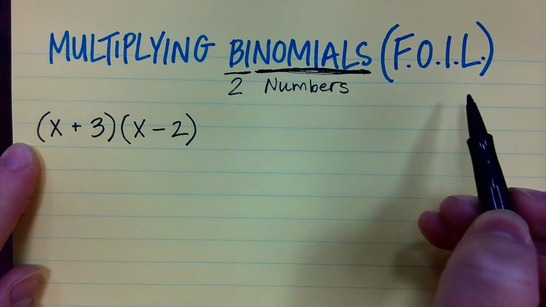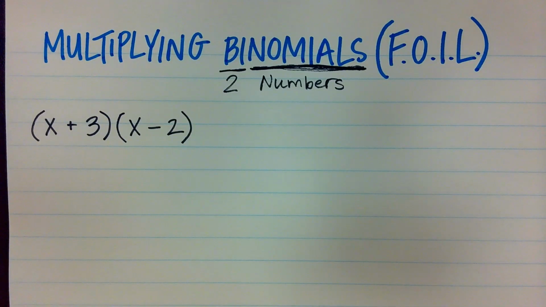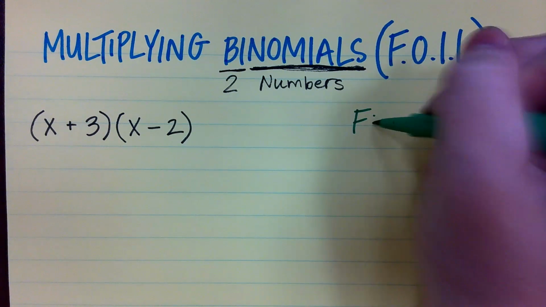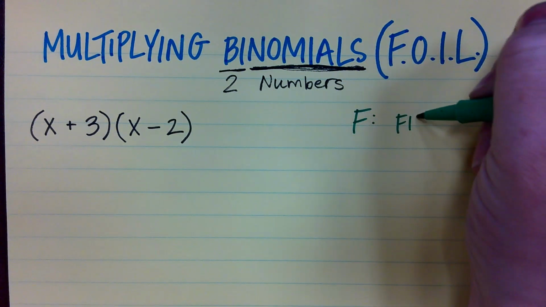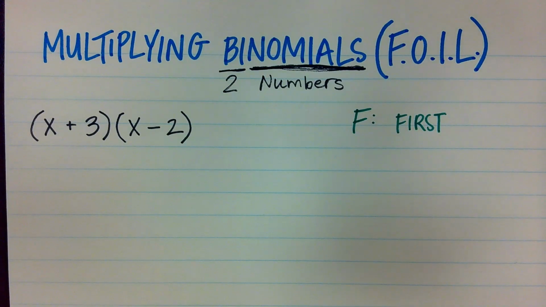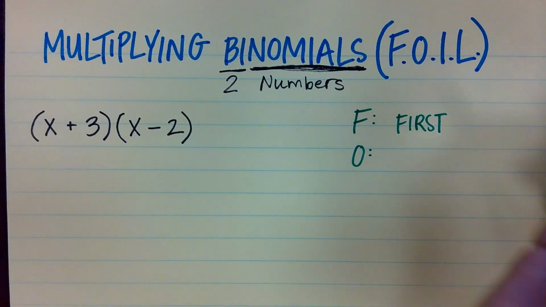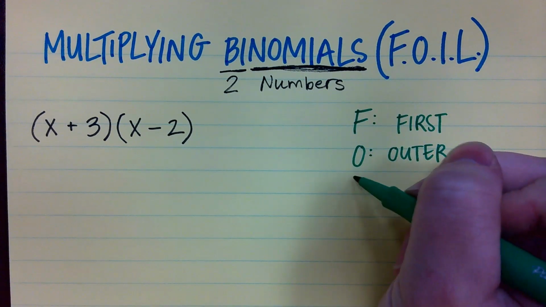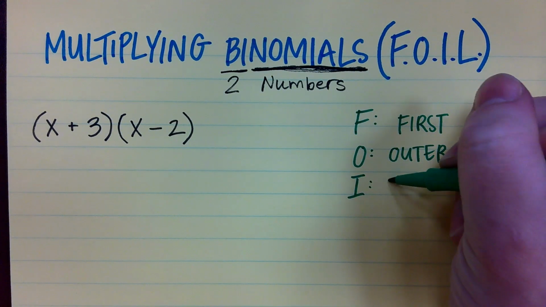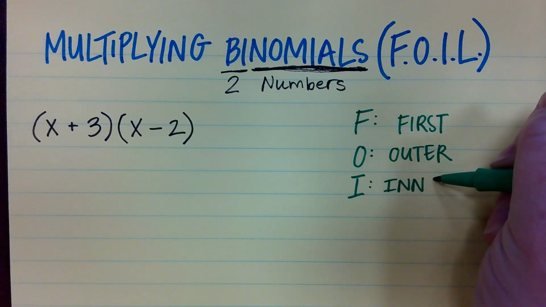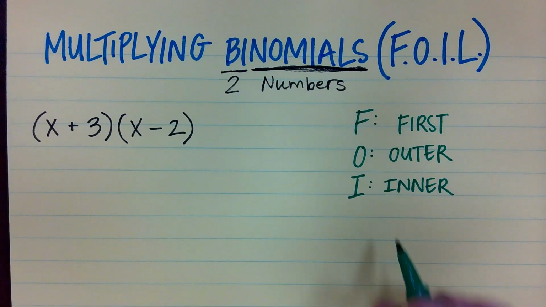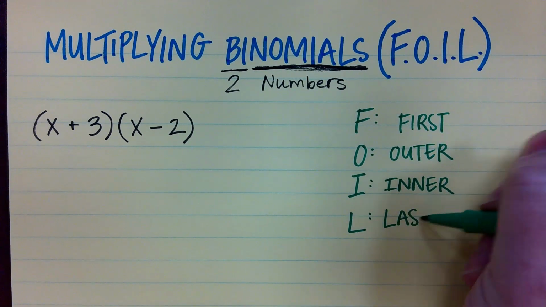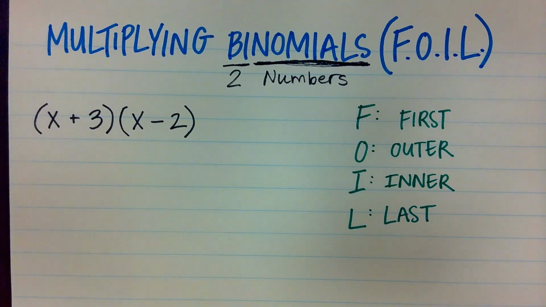So here's where this word FOIL comes in. I'm going to tell you what this stands for. F means first. O stands for outer. I stands for inner, and L stands for last. And I'm going to tell you what that means even more once you get that written down.